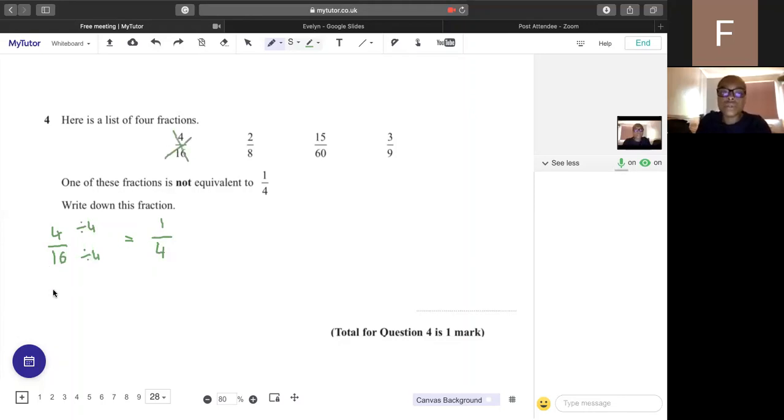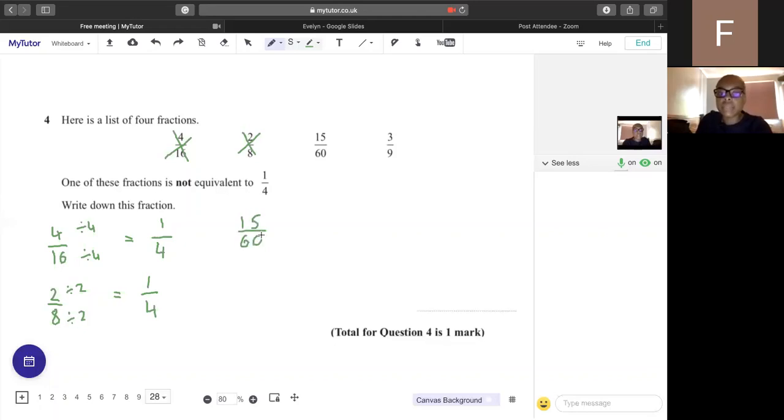Let's do 2/8. We know that they're both even numbers, so we could divide both the numerator and the denominator by 2. Remember, do exactly the same thing for your numerator as you do your denominator. So 2 divided by 2 is 1, 8 divided by 2 is 4. So again, we get a quarter, so it can't be this one.